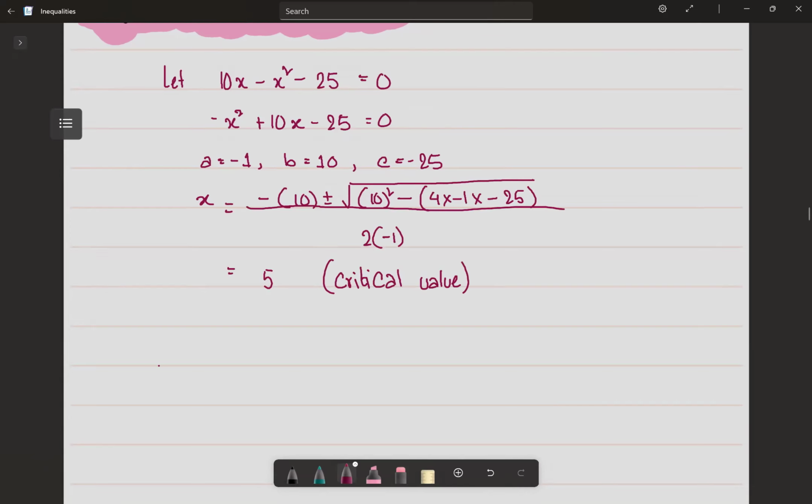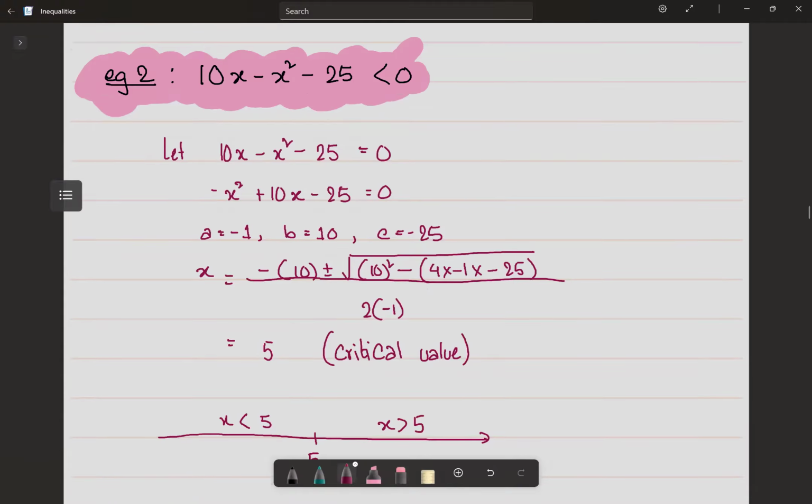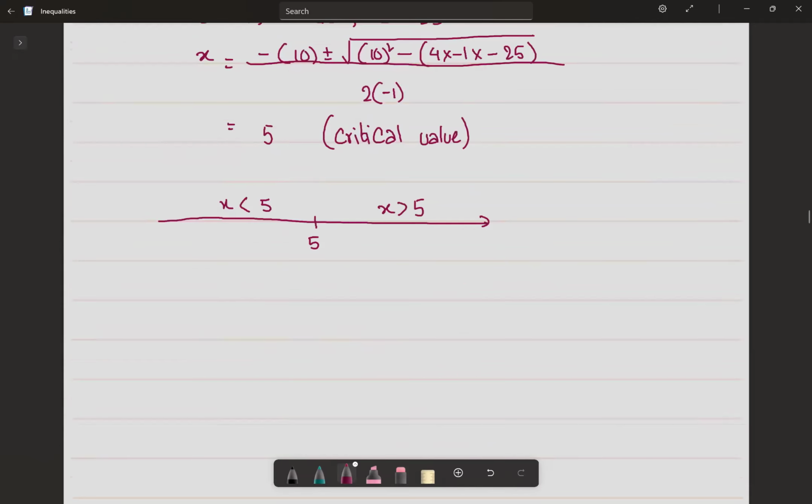So if I draw the number line, my regions are either x is less than 5 or x is more than 5. Because I don't have any equal to sign in here, I don't have to consider the point x equals 5. Now I know that I have to draw the graph in my graphical approach. After I draw the number line, I will draw the graph.